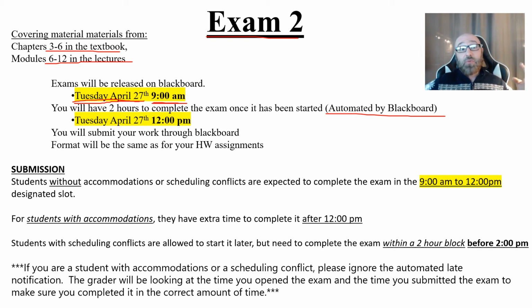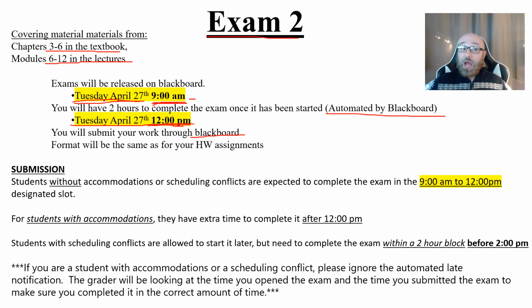But I'm giving a 3-hour block. The reason I'm doing this is for students that are coming from another class or going to another class. They have a little bit of leeway. So this will be due at the very latest at 12 p.m. If you don't start the exam until 10 because you're coming from another class, you'll still have 2 hours, but it'll need to be done by 12 p.m. for that case. You'll submit your final work through Blackboard, and the format will be the same as you've seen on your homework and your previous exam number 1.